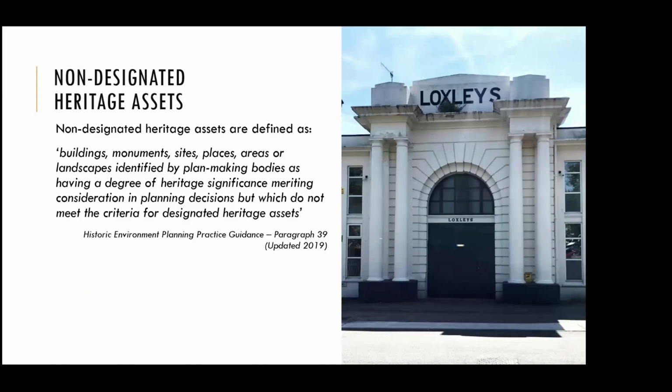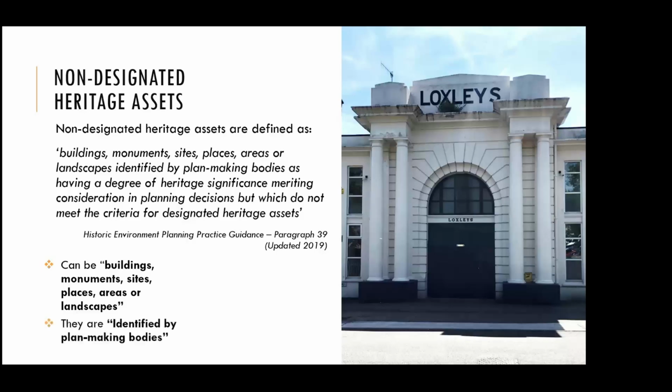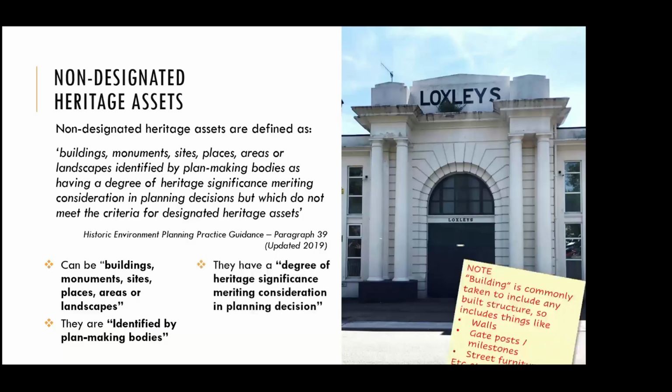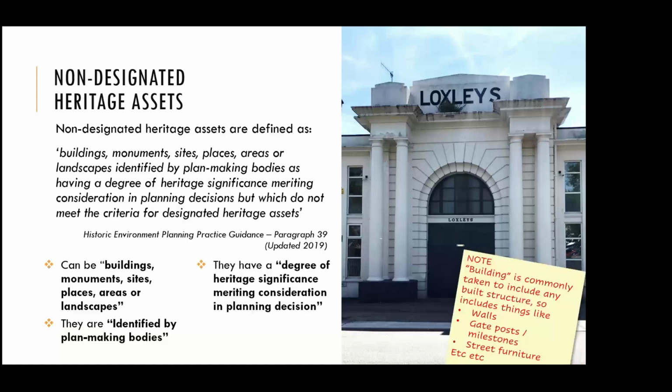There is a definition in the National Planning Practice Guidance, and this tells us that non-designated heritage assets can be buildings, monuments, sites, places, areas or landscapes that are identified by plan-making bodies, that have a degree of significance meriting consideration in planning decisions. A note, that building can mean a lot of things. If you think about a listed building, a milestone can be a listed building, a water pump can be a listed building. So building is a built structure of some kind. So it's very inclusive.